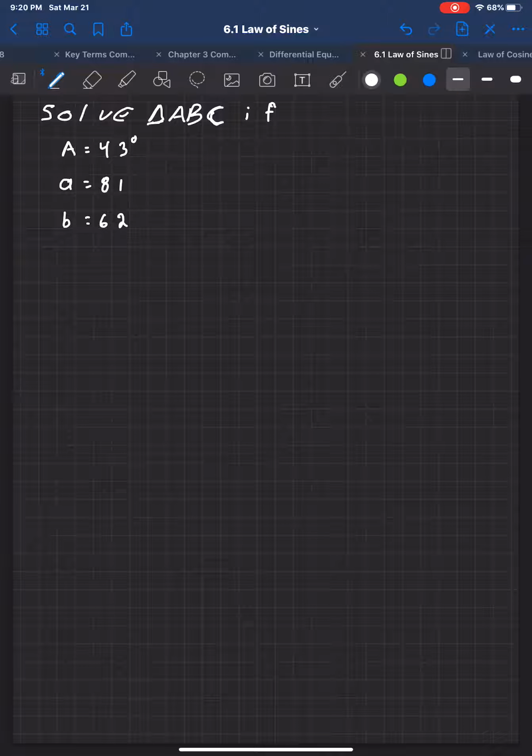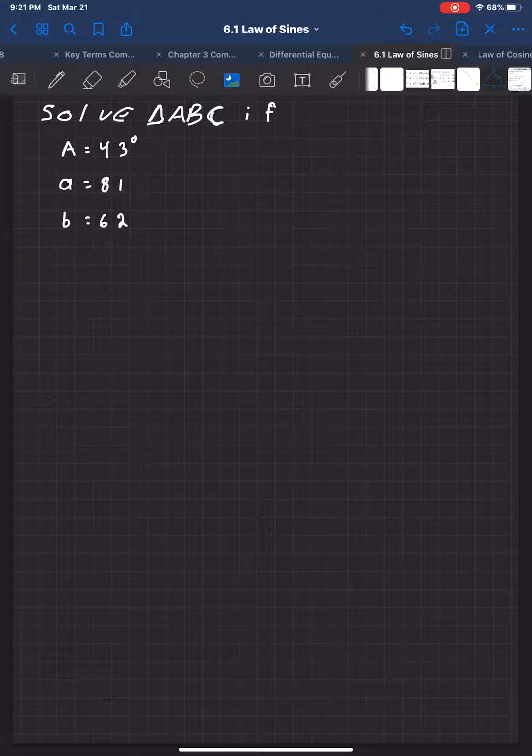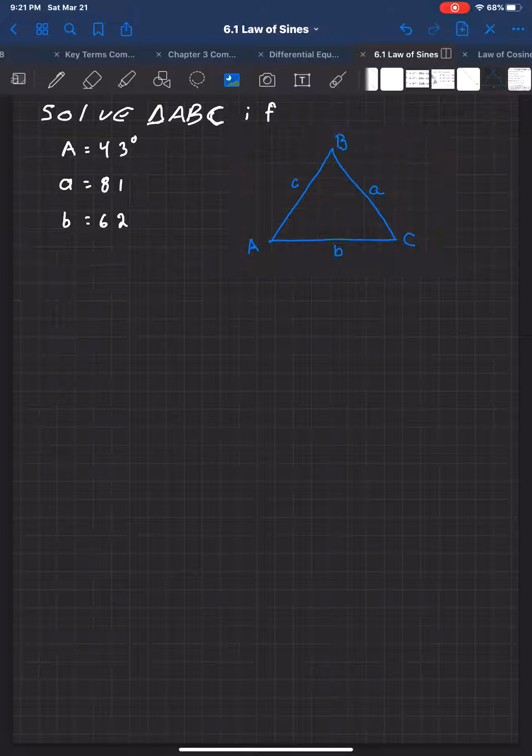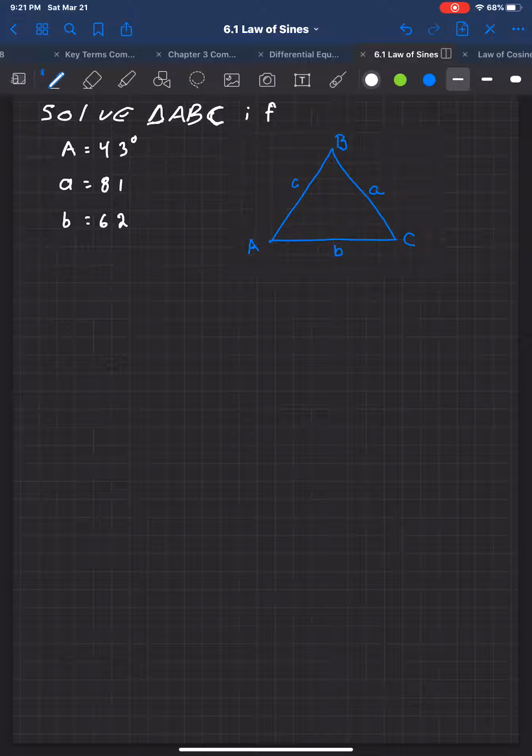So, notice the question begins the same. It says solve triangle ABC if A is 43 degrees, little a is 81, and B is 62. Now, I would be highly impressed if you know that this is going to be an ambiguous case for the law of sines just right now. But you don't need to. Just draw a triangle, okay, and start to label. So in this case, A is 43 degrees. Little a is equal to 81, and little b is equal to 62.